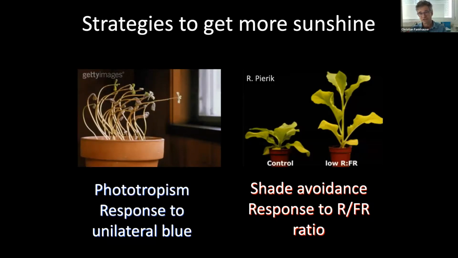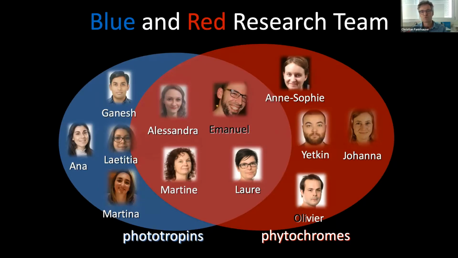So the major strategies to basically get access to more light for the plants are either phototropism, which basically tells the plant in which direction do I have to grow to get the best possible light, controlled by these blue light photoreceptors, the phototropins. And there is this so-called shade avoidance response, which is predominantly a response to the ratio of red to far red light, which is controlled by the phytochrome photoreceptors. So I have my red and blue research team, depending on what their favorite photoreceptor is, and some of them also integrate a little bit.